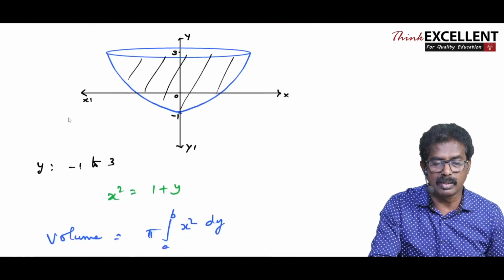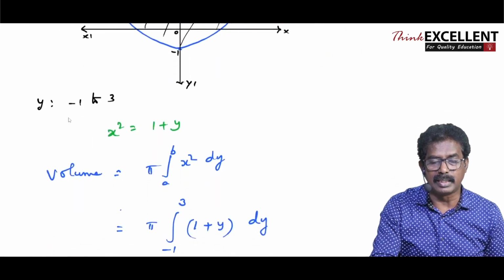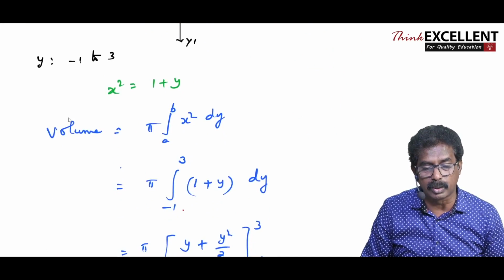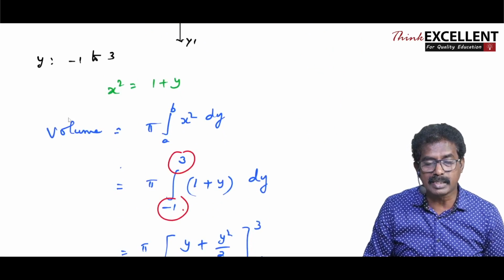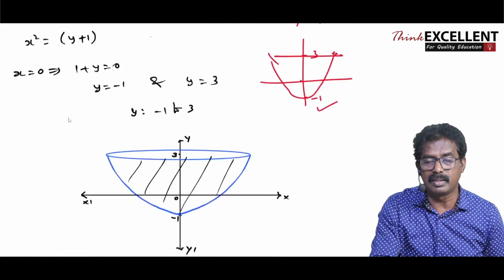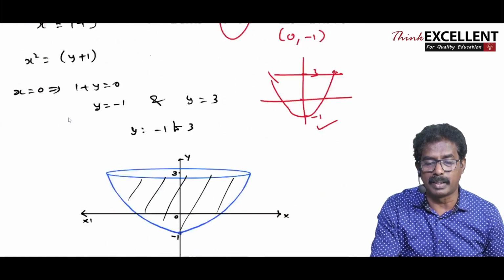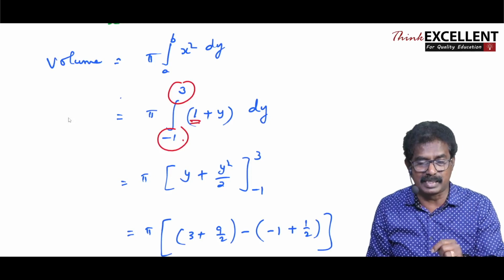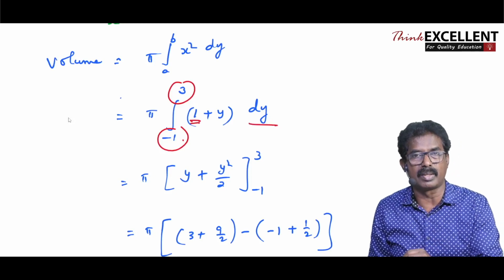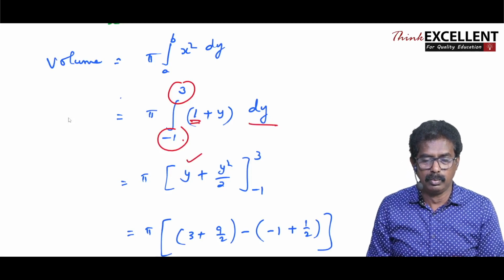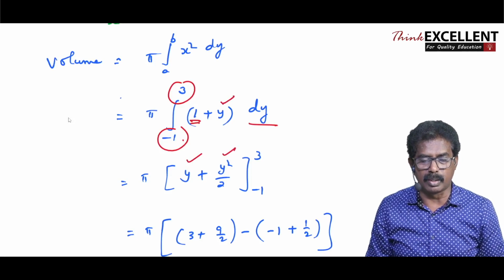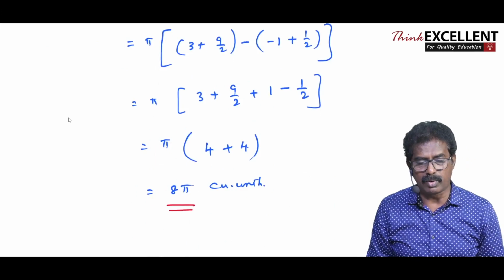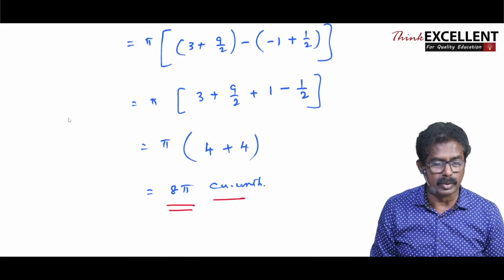So the formula you have to use is pi into integral a to b x square dy, pi into integral -1 to 3. Hope you understood how we got the limits. x square, the question itself gave, x square equal to 1 plus y. Then one integration, normally we write x, there dx comes, here dy comes so integration is y. Same way y integration is y square by 2, apply the limit. You are getting the answer 8 pi. Since it is volume, write cubic units.